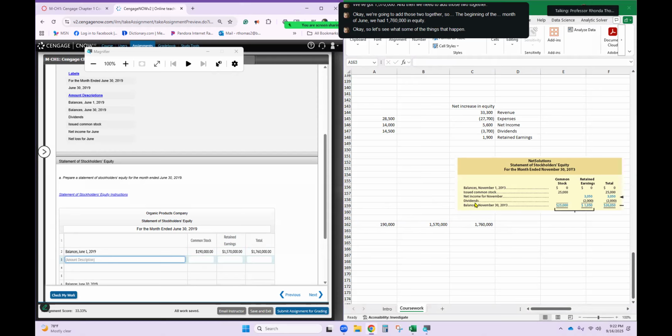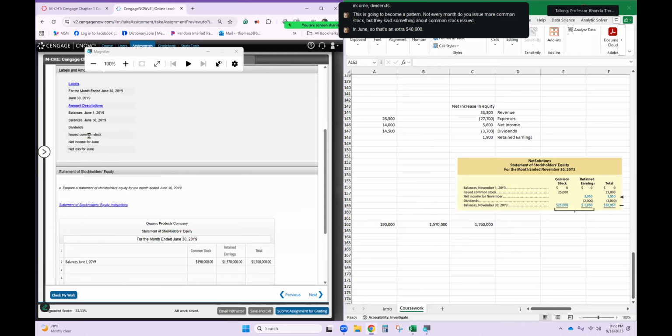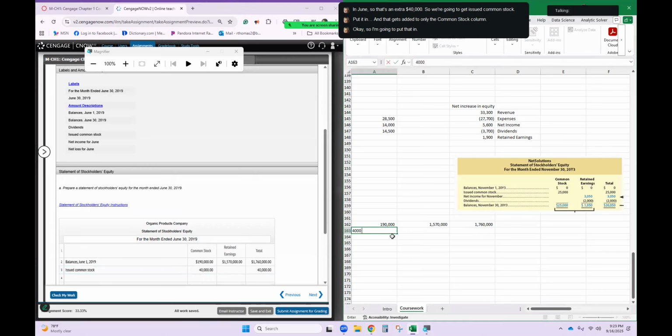Okay, so let's see what some of the things that happened. Issuing stock, net income, dividends. This is going to become a pattern. Not every month do you issue more common stock, but they said something about common stock issued in June. So that's an extra 40,000. So we're going to get issued common stock, put it in, and that gets added to only the common stock column. Okay, so I'm going to put that in so I can keep a tally here.